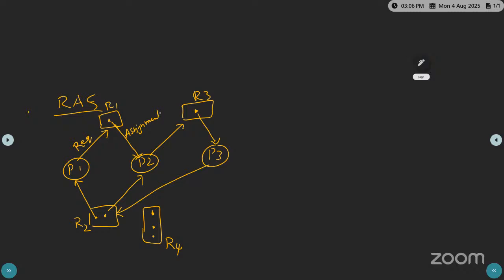So you have to say which process is dependent, whether it is waiting. Process P1 is waiting, so deadlock. Process P1 is waiting for another resource, and you are also waiting.